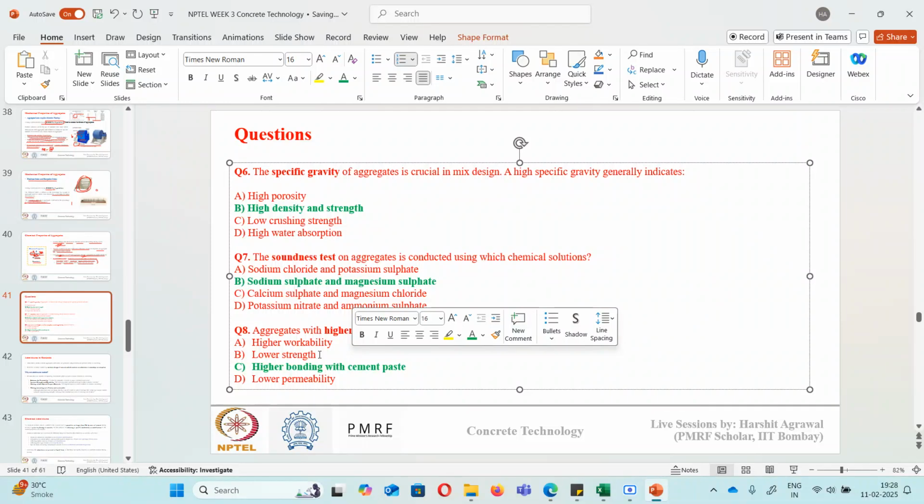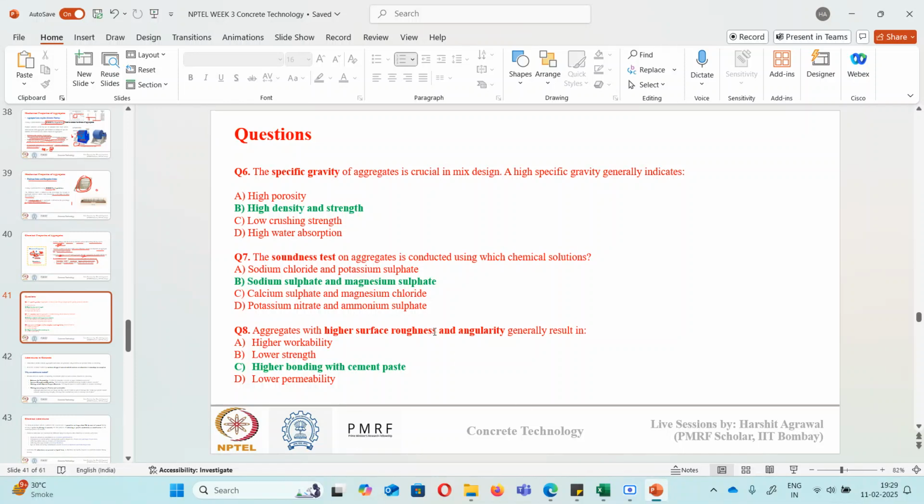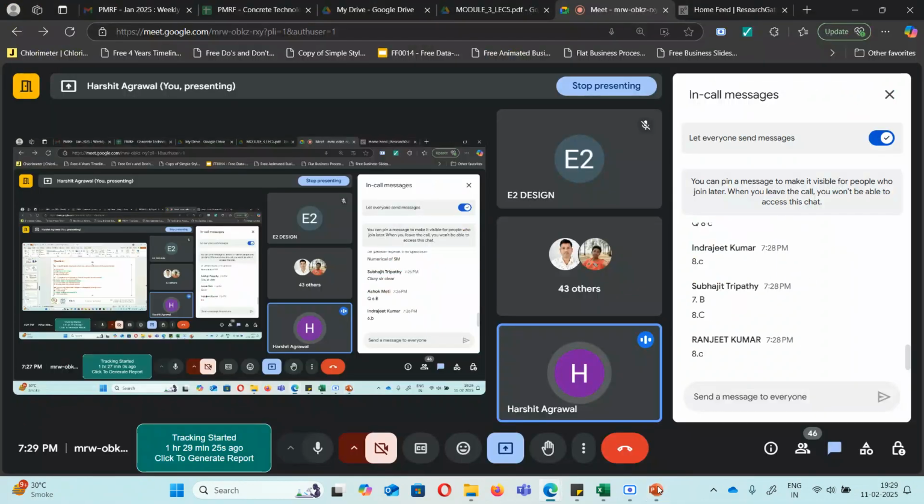So lower strength won't be correct, higher workability won't be correct, because packing is more, so workability may reduce, and lower permeability can also be right. But the most appropriate answer will be higher bonding with the cement paste. So this is from the last session. If anyone remembers our discussion in the last session, we talked about how the shape and the size of an aggregate can affect the property of aggregate or property of concrete.